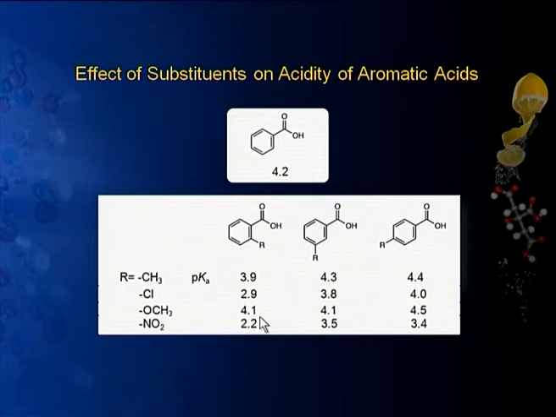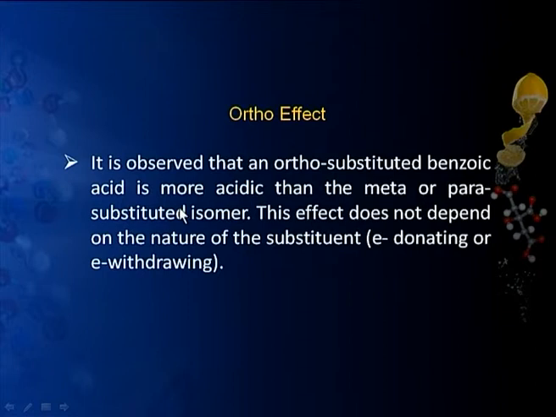Now, one thing that we observe here is that ortho substituted benzoic acids are always stronger acids than simple benzoic acid, irrespective of the nature of the group, whether it is electron releasing or electron withdrawing. We call this effect the ortho effect. I will repeat that in this ortho effect, an ortho substituted benzoic acid is more acidic than the meta or para substituted isomer, and this effect does not depend on the nature of the substituent, whether it is electron donating or electron withdrawing. This was one observation which required explanation.